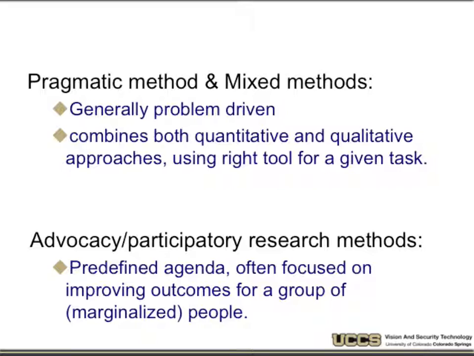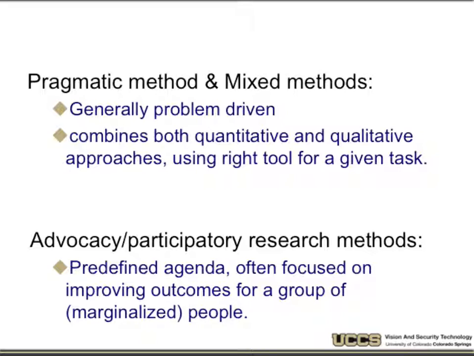Finally, there's an area or type of research that is sometimes used, you will find it now and again, called advocacy or participatory research methods, where you really start off with a predefined agenda. It's often focused on improving the outcomes for a group of generally marginalized people. So if I'm trying to do something to improve privacy, in fact, you may not know exactly what it is, but you have some predefined agenda of, I want to advocate for this, people who don't have certain abilities to protect their privacy in some countries or whatever.